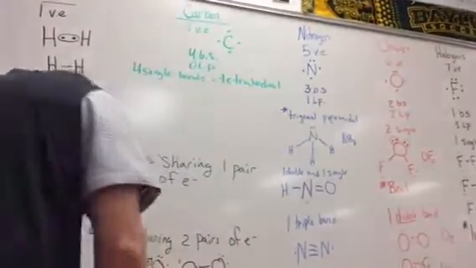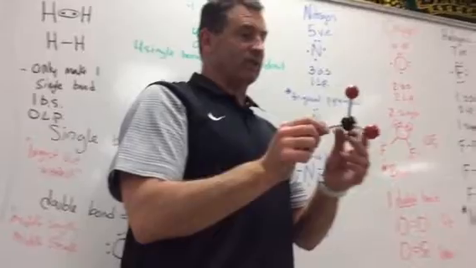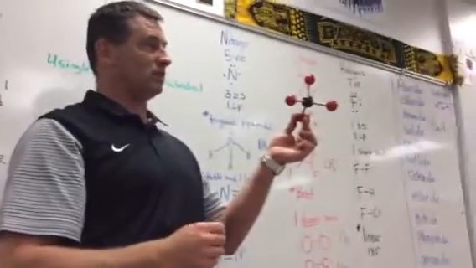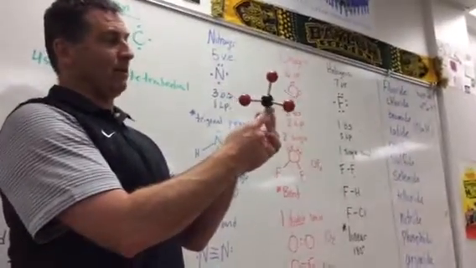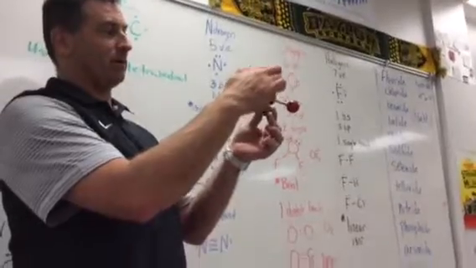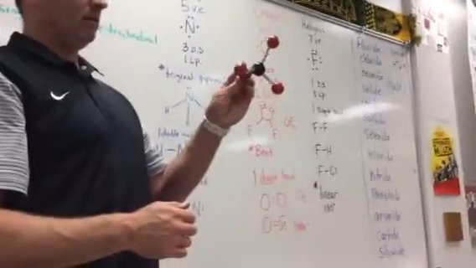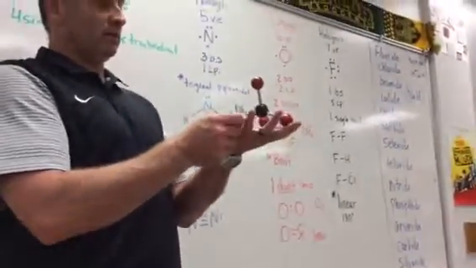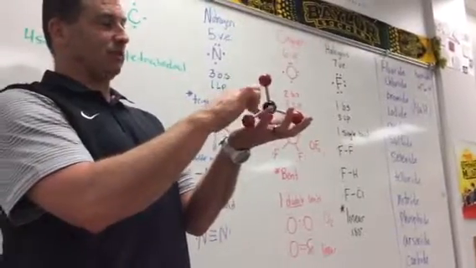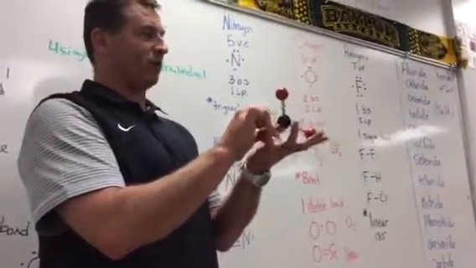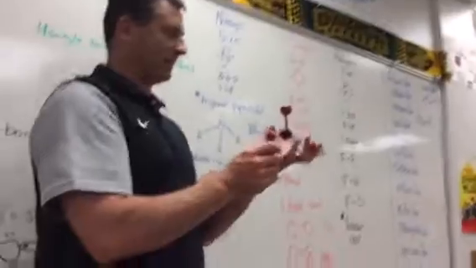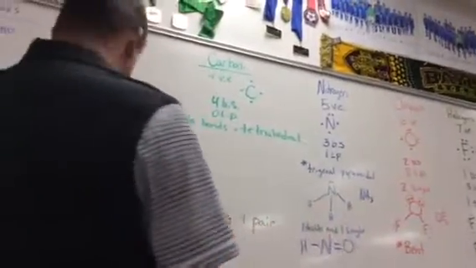All right, and that looks like this. Four single bonds is called a tetrahedral. So it's kind of like the pyramidal, except instead of having a lone pair on top, it has a bond on top now. All right? And in all these geometries, everything's equal distance apart. I think it's 104.5 degrees or something like that. All right? So that is a tetrahedral right there.